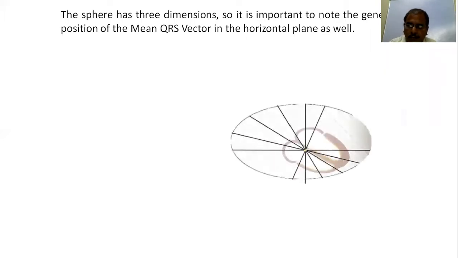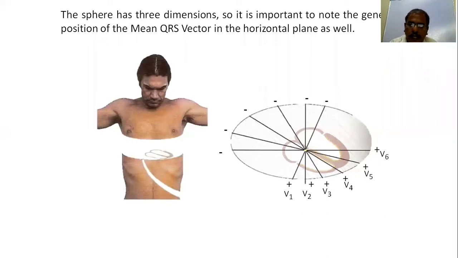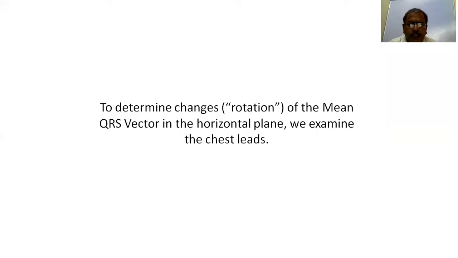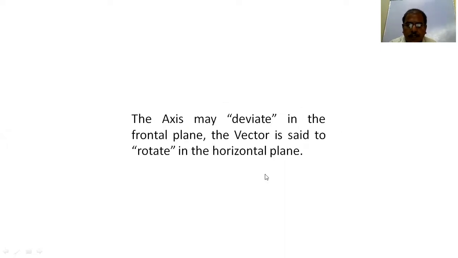Again, we will think of the sphere. So V1, V2, V3, V4, V5 and V6 are arranged in this way. Now let us see, the patient is like this and this sphere is arranged in this fashion. To determine changes of the mean QRS vector in the horizontal plane, we usually examine the chest leads. Now the axis may deviate in the frontal plane. The vector is said to rotate in the horizontal plane.